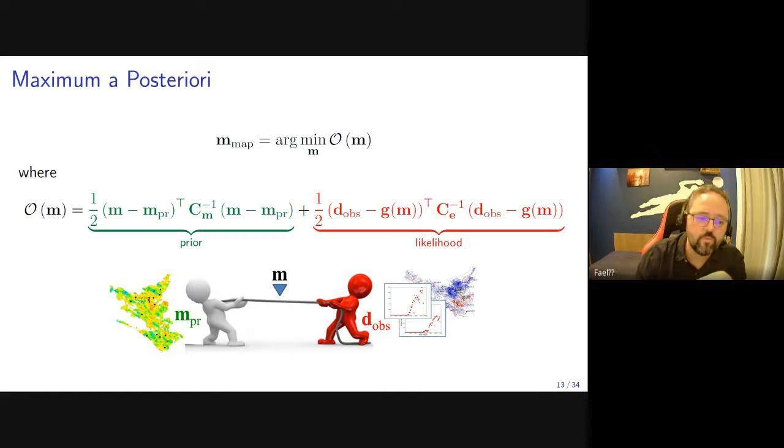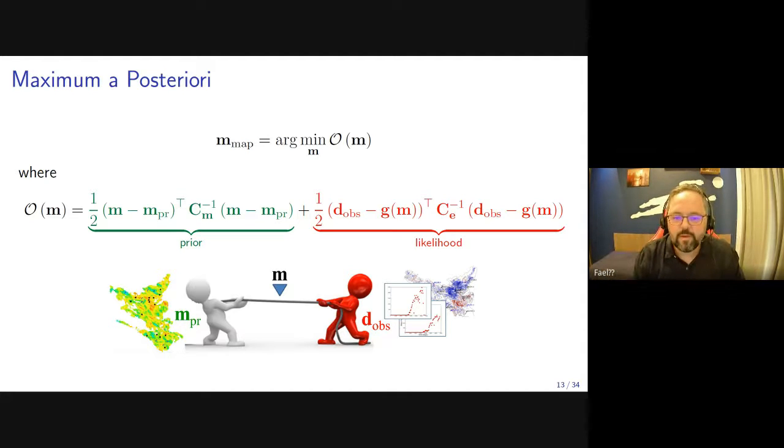I can compute the maximum a posteriori by minimizing this expression, and I'm going to tell you right up front that I never use the maximum a posteriori. We never use it. First, because we don't really care about a single model anymore. We have to have lots of models because we have to quantify uncertainties. So the MAP is just one.